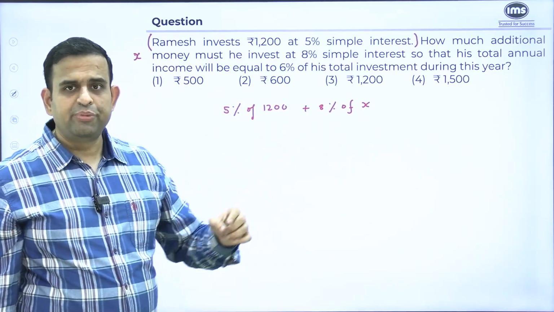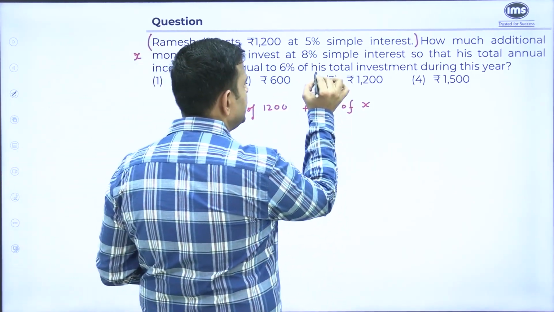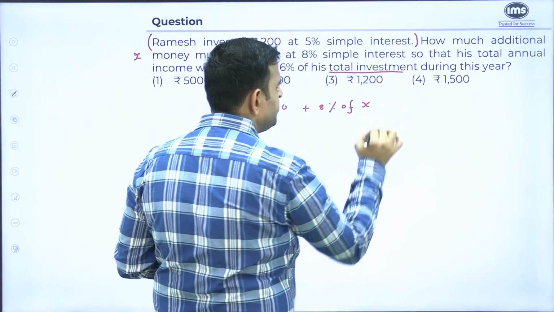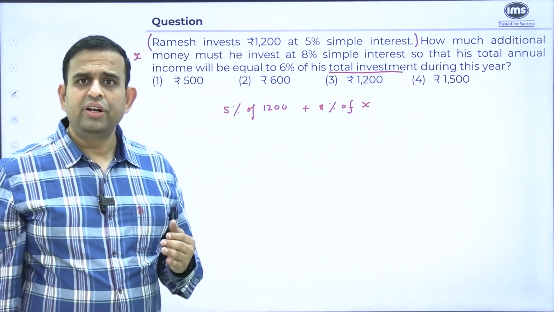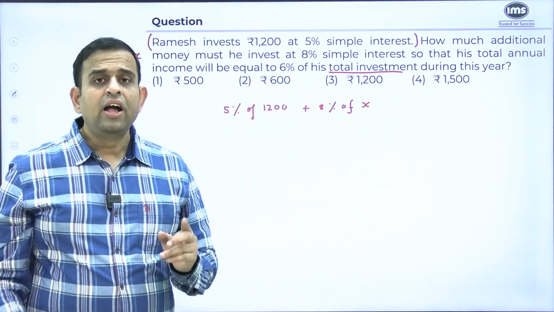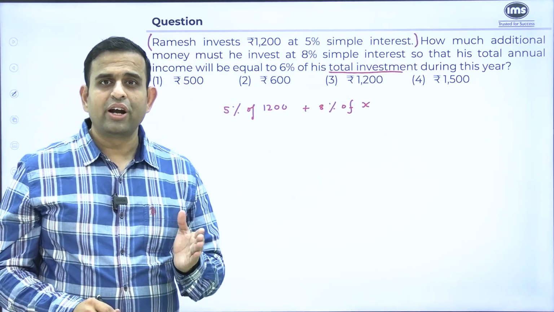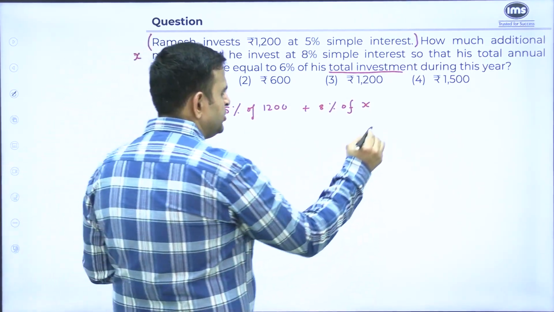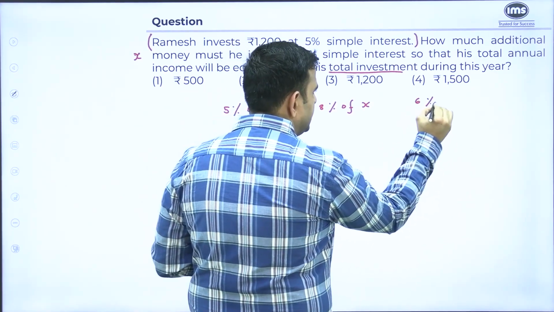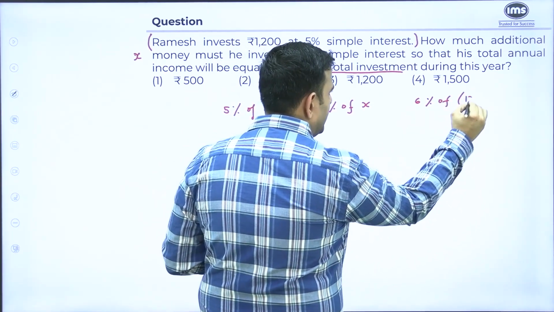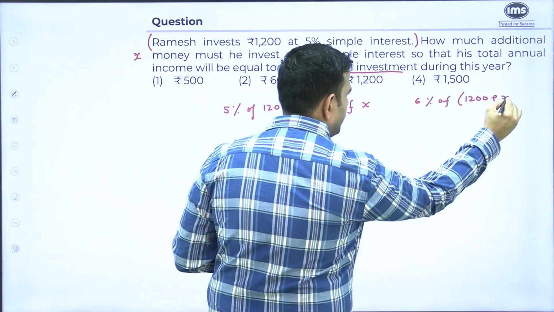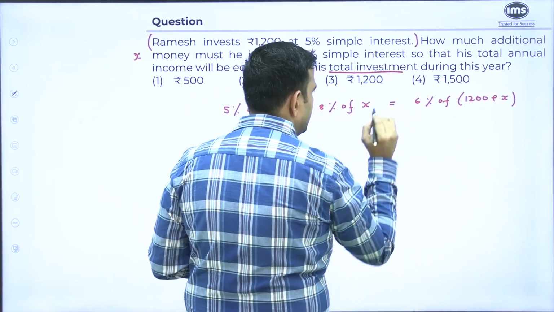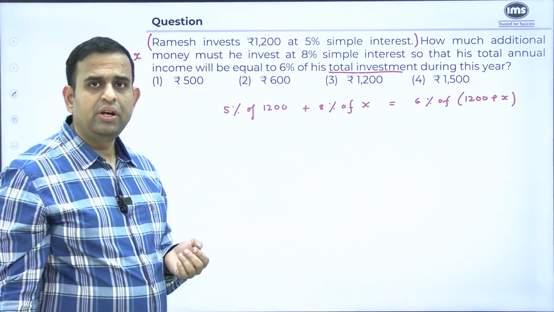so that his total annual income will be equal to 6% of his total investment. So understand, in this particular case, what is the total investment? The simple answer would be 1200 plus X. And on that amount of 1200 plus X, one is earning 6%. So 6% of 1200 plus X. And these two basically need to be equal.